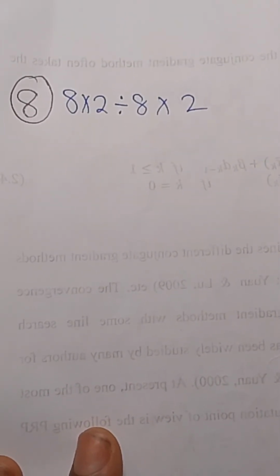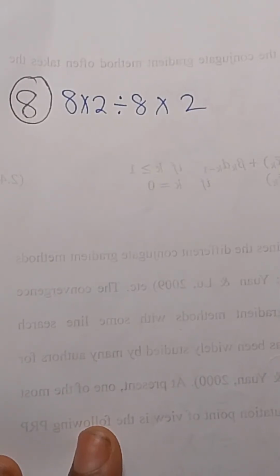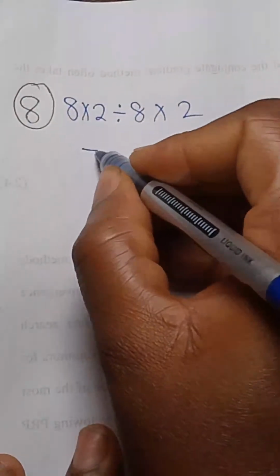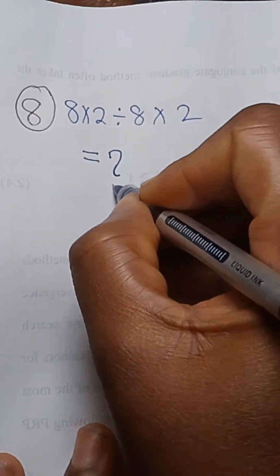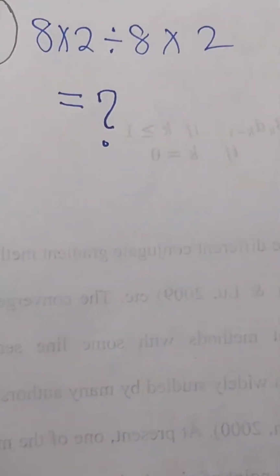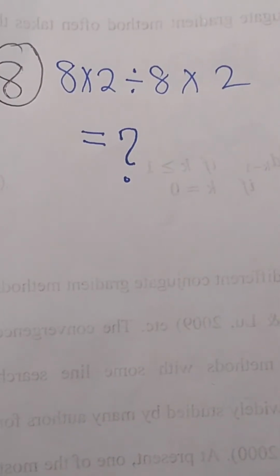That is question number 8. 8 times 2 divided by 8 times 2 is equal to what? Now solve this, drop your answer. 8 times 2 divided by 8 times 2 is equal to what?